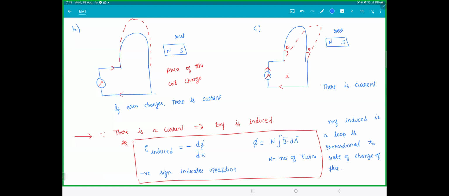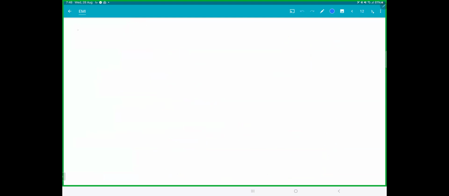Next thing, Lenz's law. It is based on that minus sign only. I think I had an update, unnecessarily updated it. I have to sit and figure it out again. Anyways.